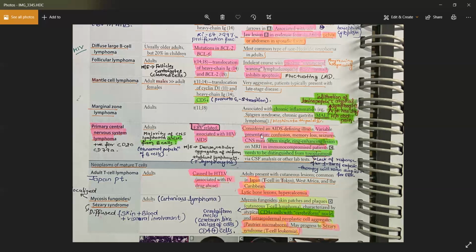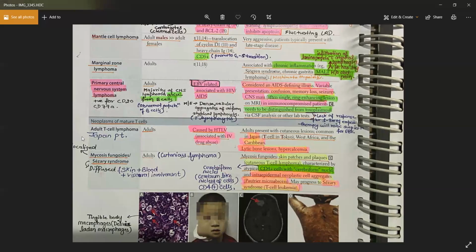Okay, so that's all about the neoplasms of the B cells, and these are all the non-Hodgkin's lymphoma. Then the non-Hodgkin's lymphoma which include the T cells. The first one is the adult T cell lymphoma, which is mostly seen in Japanese patients. Please note, they will always give you a Japanese patient in these cases. It is caused by the human T cell lymphoma virus, HTLV, and it is associated with IV drug abuse mainly.